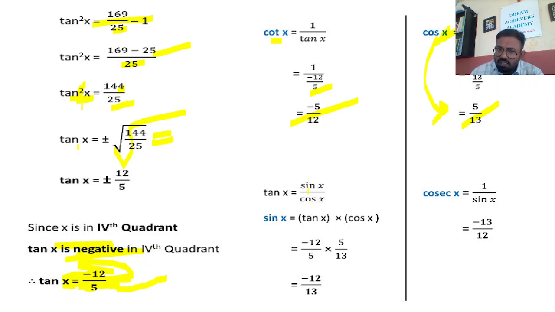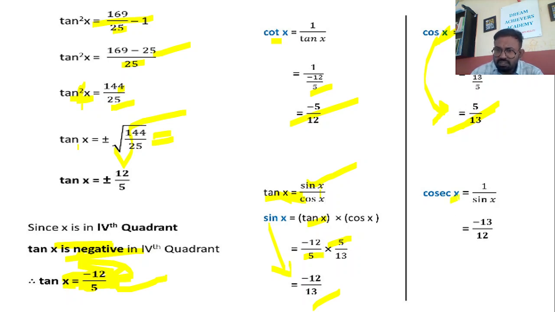Next, using tan and cos, I can find the value of sin. How? Here we will cross multiply. I know the tan x and I know the cos x. As tan x can be written as sin x by cos x, I will cross multiply these two. So sin x will become tan x into cos x. Here tan x value I got is minus 12 by 5, and cos x I got 5 by 13. So minus 12 by 5 into 5 by 13, 5 will get cancelled, and the final answer will be minus 12 by 13. Why? It is in the fourth quadrant, so the sign will be negative. So what I got is correct.